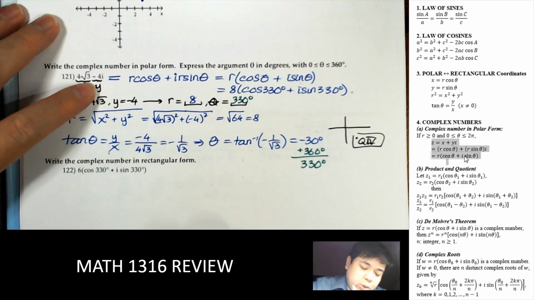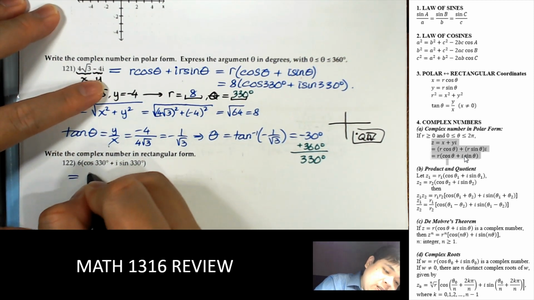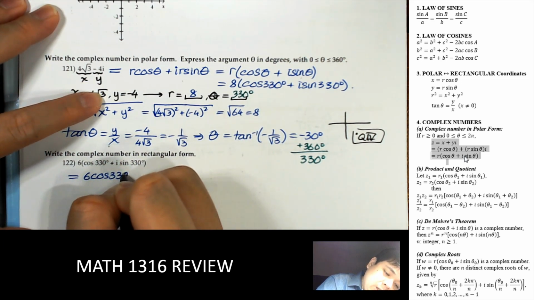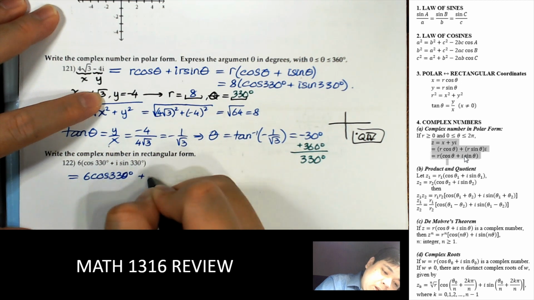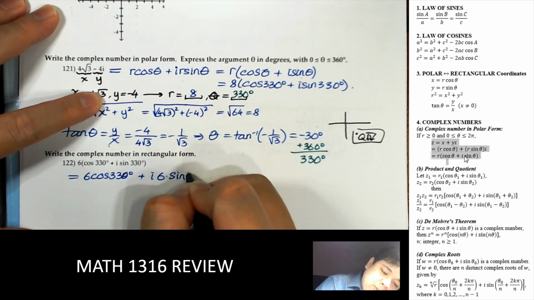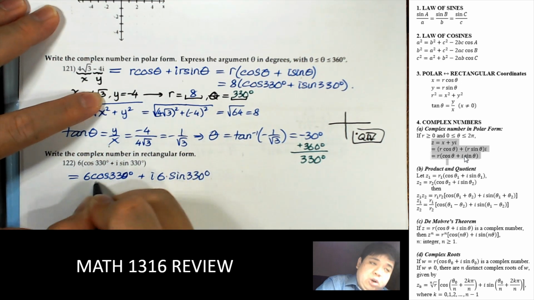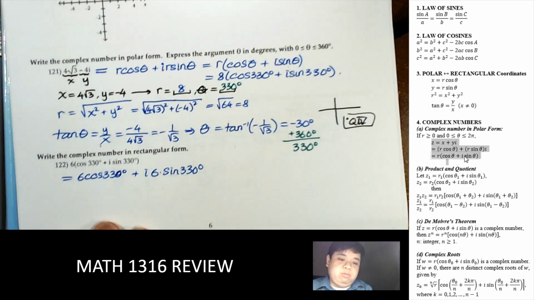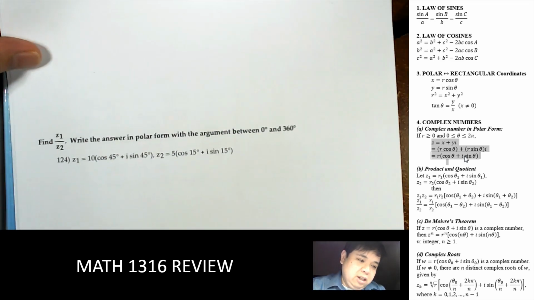The next one's too easy, just multiply it out. 6 cosine of 330 degrees plus i times 6 sine of 330 degrees. Do the math here and get the numbers. So we're not going to skip that question. That's too easy.